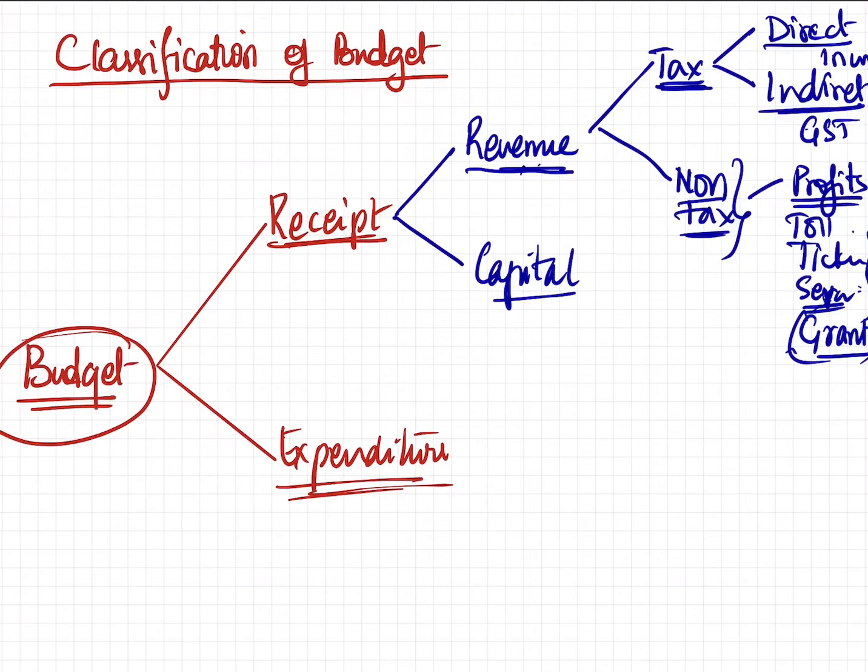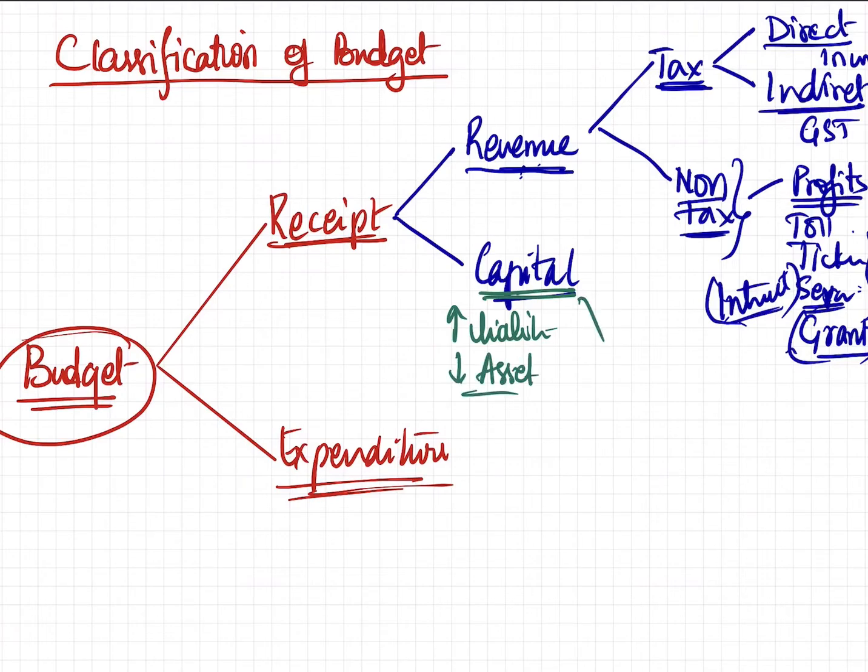Then the government would have given loans, let's say to the state government. The interest earnings from the loan the government has given are also revenue receipts. So all other than taxes are non-tax revenue receipts. Is that okay? So this is your revenue receipt. It should not increase liability nor reduce the asset. Next is capital. What are capital receipts? Anything which increases the liability of the government or which reduces the asset of the government.